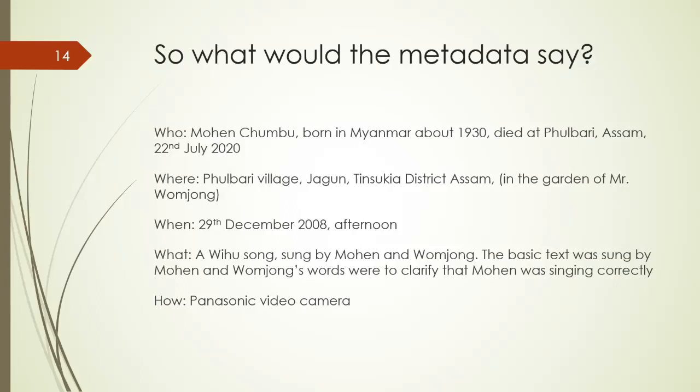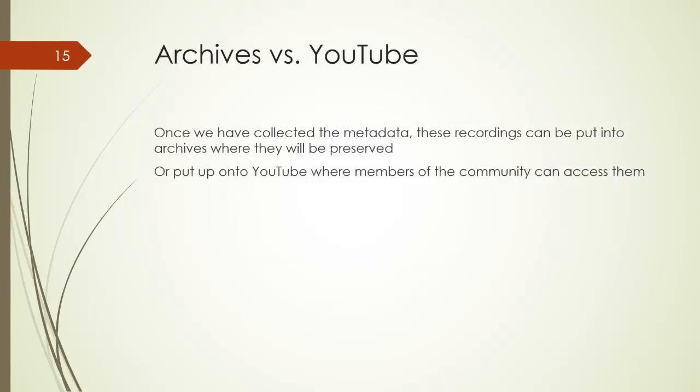We could put more information. We could put a whole translation of the text. But any information about the recordings we do is better than nothing and helps to preserve these things. And how? It was recorded on a Panasonic video camera. What do we do with these recordings after we make them? So one thing we can do, once we have this metadata, this information of who, where, when, what and how, we can put it into an archive.